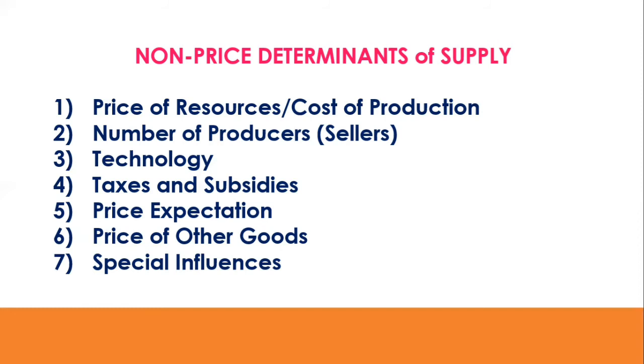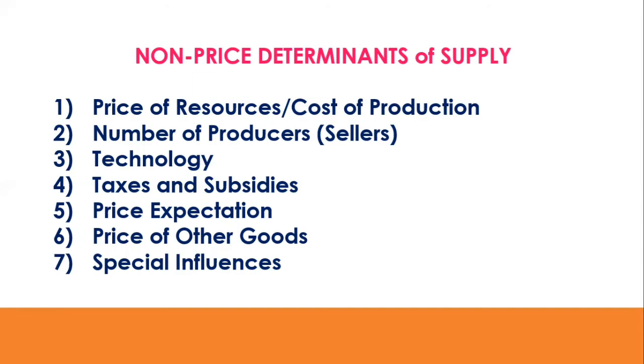And aside from price expectation, you also have price of other goods. Now, here, changes in prices of goods have effects in the supply of such products. So, if the price of a certain product decreases, then producers tend to produce other goods which can give them more profit. And finally, we have special influences. So this refers to government interventions, rules and regulations, and policies.